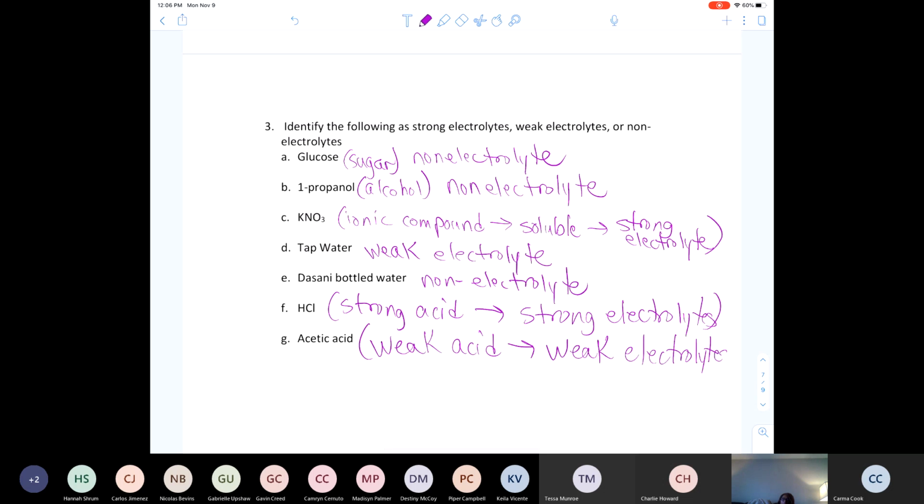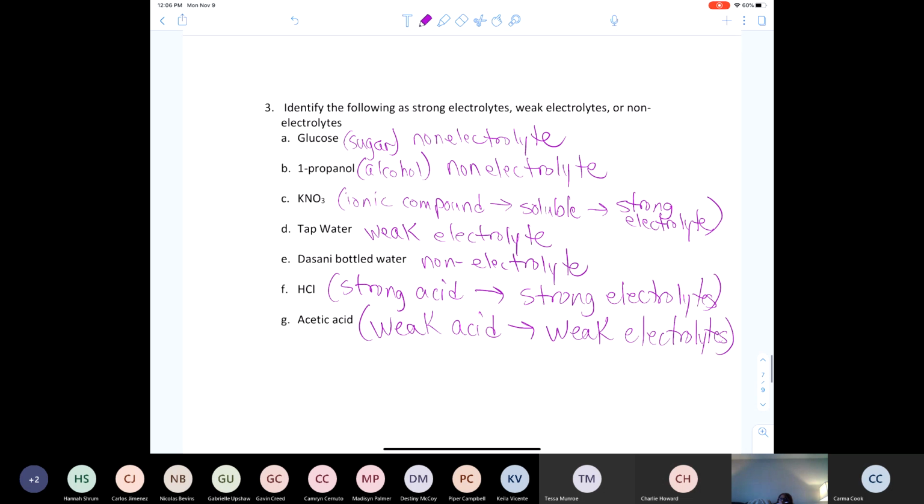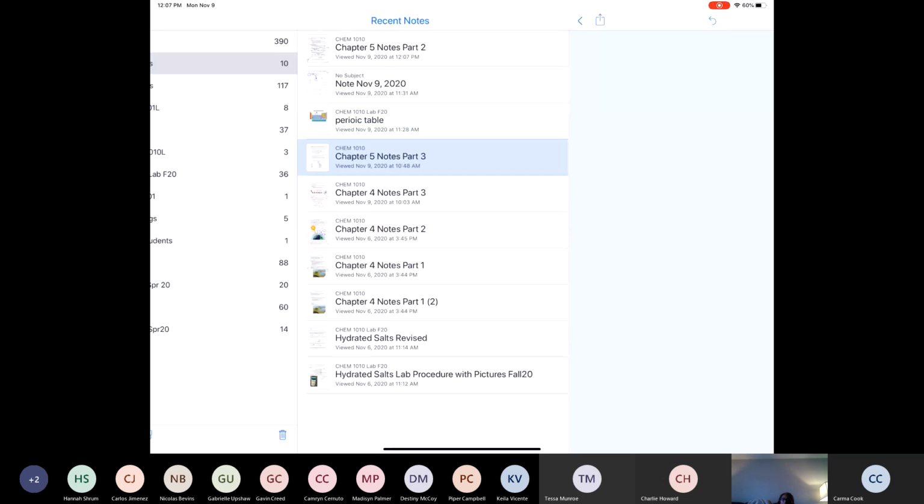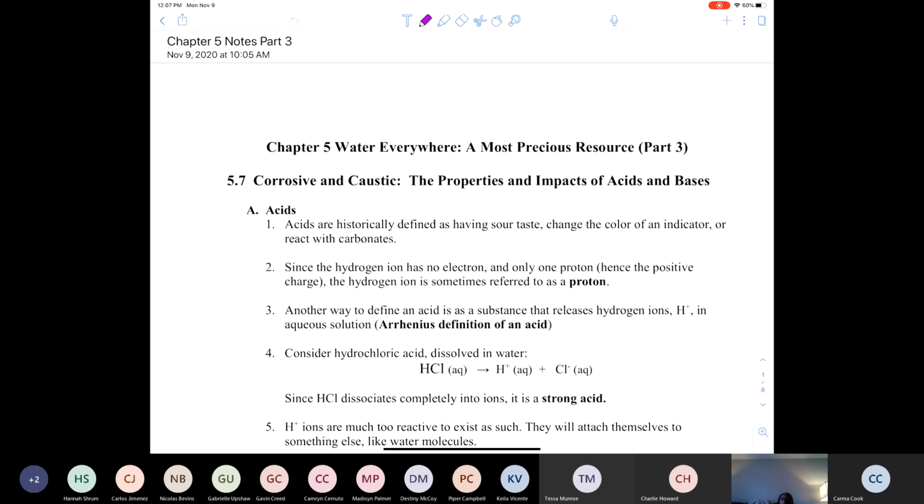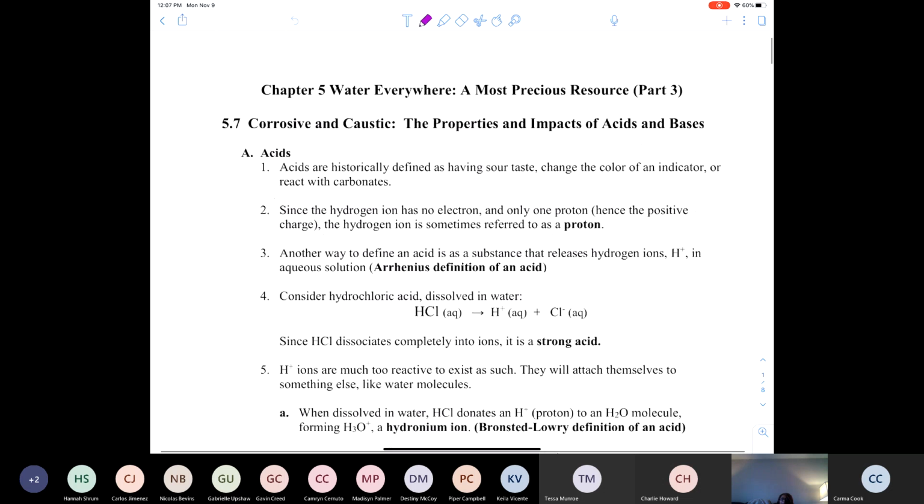And we're going to talk in great detail on Wednesday about strong acids, strong bases, weak acids, and weak bases. And acids and bases are the subject of our lab this week. So let's get a little introduction into acids and bases before we go for the day. So acids have been historically defined as having specific physical properties, such as having a sour taste, and they have the ability to have certain chemical properties, like being able to change the color of an indicator by reacting with it. And it has also been proven that acids react with carbonates.